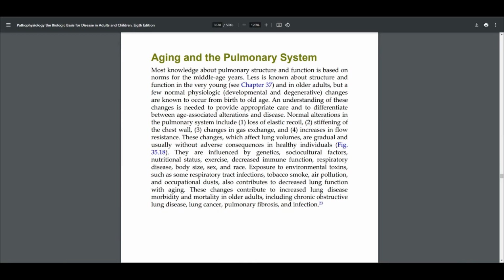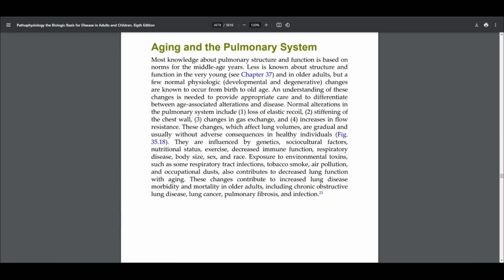So, aging and the pulmonary system. Most knowledge about pulmonary structure and function is based on the norms for the middle-aged years. Less is known about the structure and function of the very young and in older adults, but a few normal physiologic changes are known to occur from birth to old age. An understanding of these changes is necessary to provide appropriate care and to differentiate between age-associated alterations and disease.